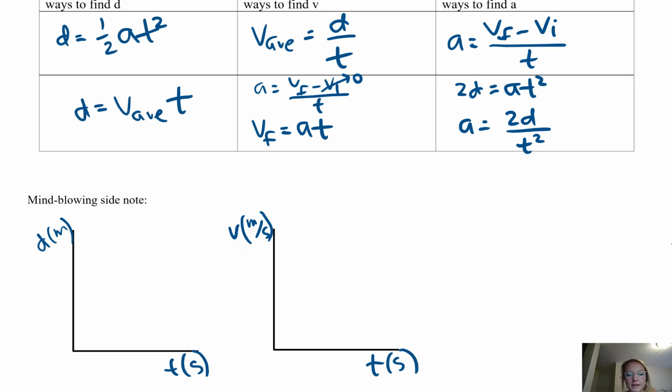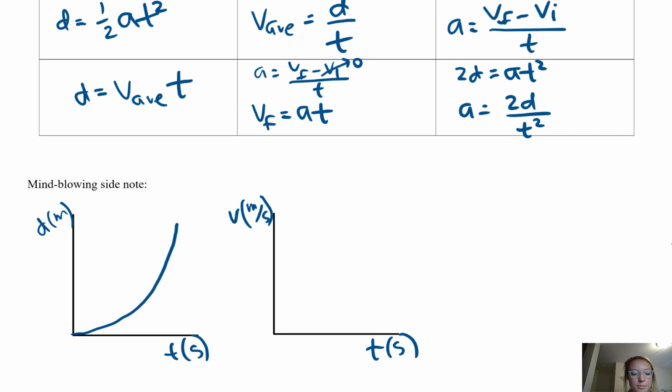Do you guys remember that when things are accelerating, that means their velocity is not constant. The shape of your displacement versus time graph looks kind of like this. And then when you did your best fit equation for it, you probably used quad reg in your calculator, and it gave you some sort of equation like y equals some value times x squared plus a bunch of other stuff.